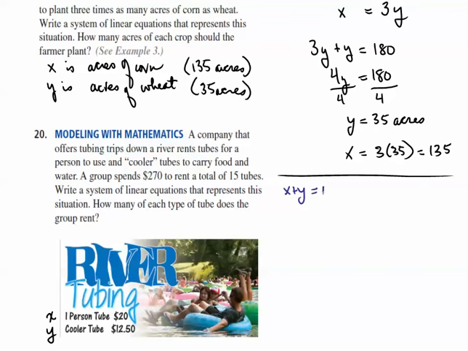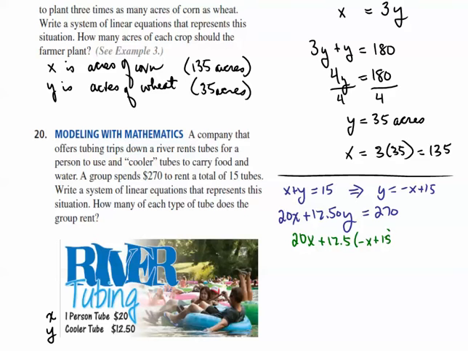has to equal 15. Second, we know that the number of person tubes, which is X, times 20, the cost per person tube, plus 12.50, the cost per cooler tube, times the number of cooler tubes, has to come out to be $270. So we can solve the first equation for y by subtracting x. We get y is negative x plus 15 if I wanted to use the substitution method here. And then I have the equation 20x plus 12.50 times negative x plus 15 has to equal 270.